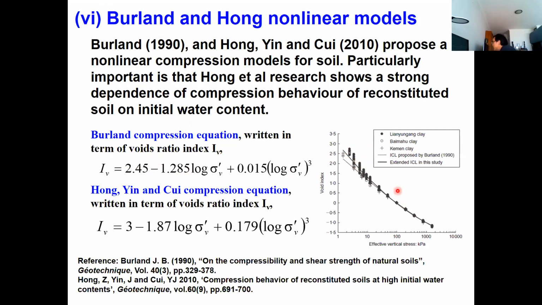This is actual soil behavior. And this is Boland's line. It is not exact, but it's reasonably close. This is Professor Hong's proposed line. And if you go to other research papers, there are some more different nonlinear lines, okay?